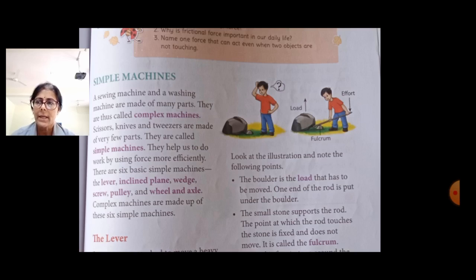and wheel and axle. See children, these all simple machines you have already studied in your last class, right? Previous class in the 4th standard. Complex machines are made up of these 6 simple machines together. ये simple machines साथ में जुड़ के complex machine बनते हैं.